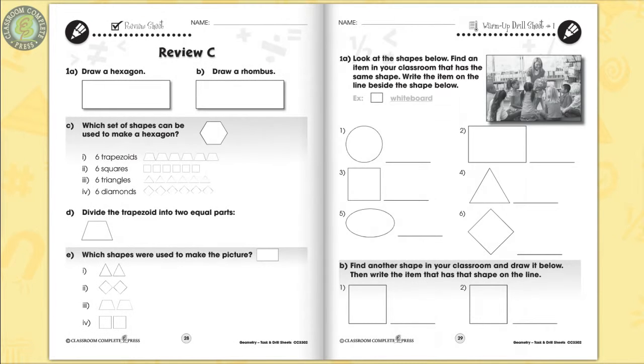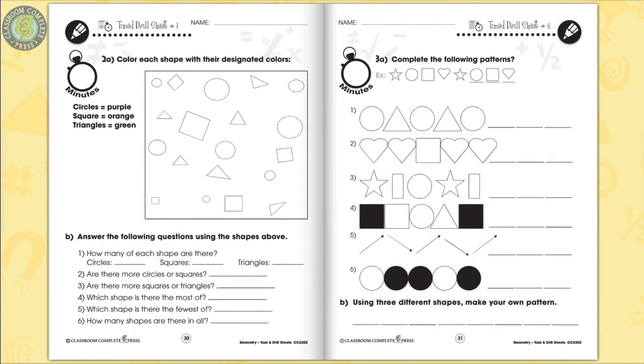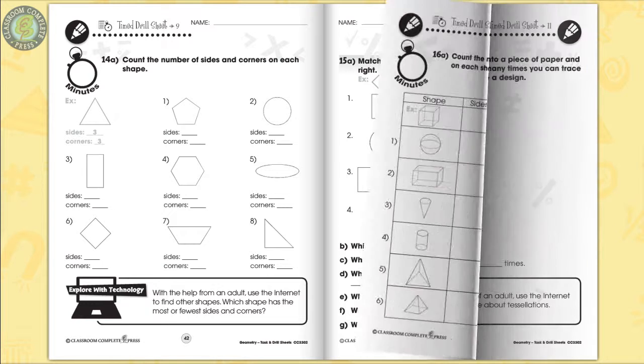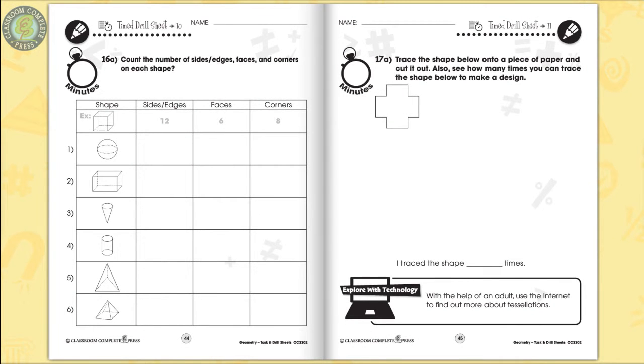Test your comprehension with warm-up and timed drill activities. Match items in your classroom with certain shapes. Identify circles from squares and triangles. Count the number of sides and corners of plane shapes. Count the number of edges, faces, and corners of solid shapes.